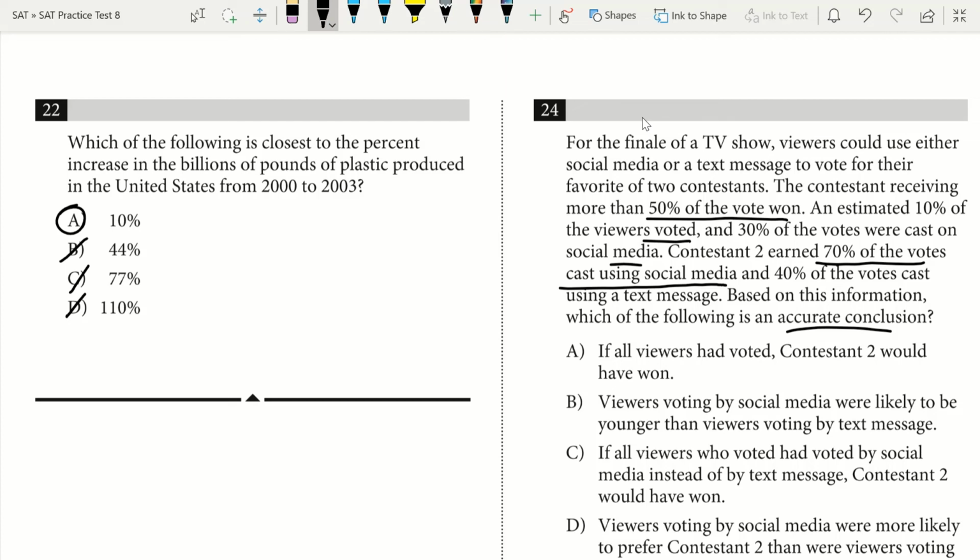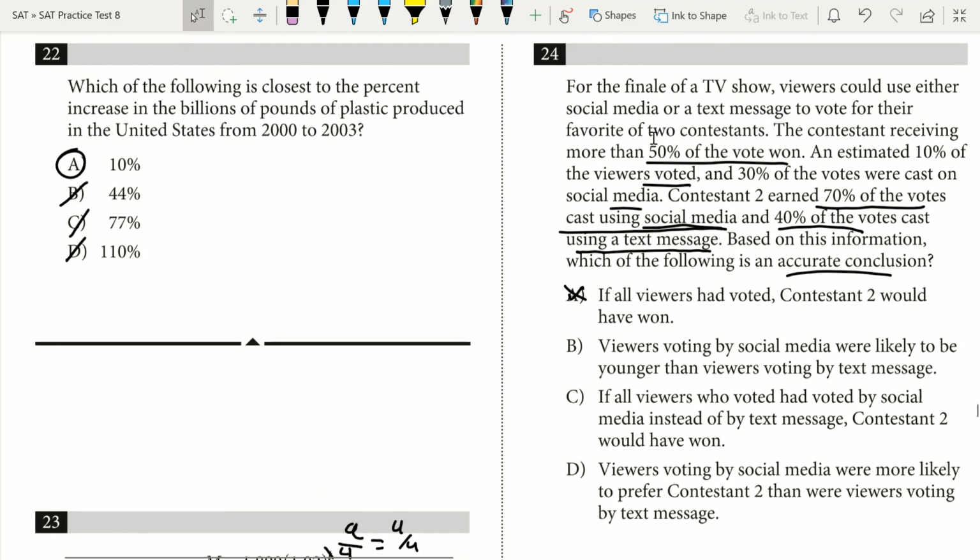Alright, well, we're told the contestant receiving more than half the vote won. We're told an estimated 10% of the viewers voted. 30% were cast on social media. Contestant 2 earned 70% of the votes cast on social media, and 40% of the votes cast using a text message. Okay, we don't know how many people voted by text or by social media though, so we can't say that A, if all viewers had voted, contestant 2 would have won. We don't know that, right? We can't make a statement on if all viewers had voted because we don't know what all viewers thought.